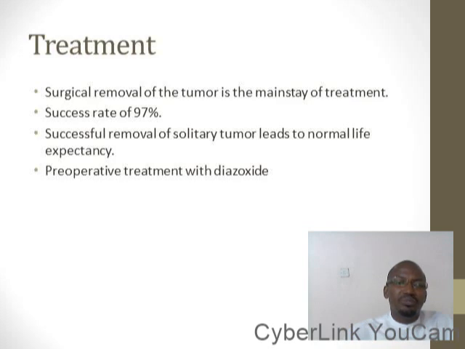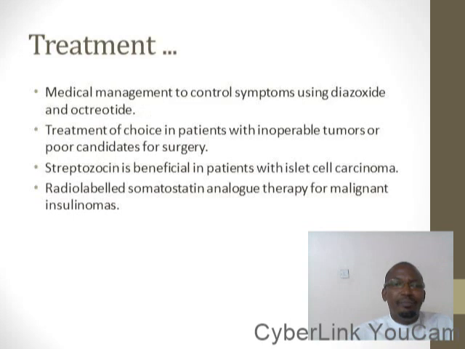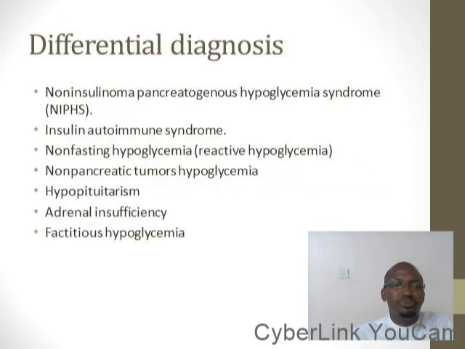Pre-operative treatment with diazoxide may improve the surgical outcome. Medical management of the tumor using diazoxide or octreotide can also be used, but these treatments are employed in patients that have inoperable tumors or patients that are poor candidates for surgery. Other medical treatment that can be used: streptozotocin is beneficial in patients with islet cell tumor, and radiolabeled somatostatin analog therapy for malignant insulinoma can be used.